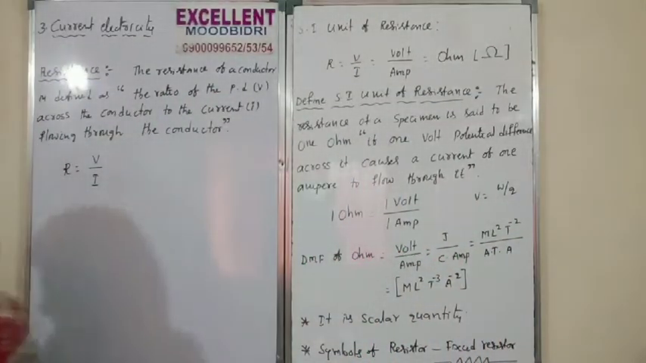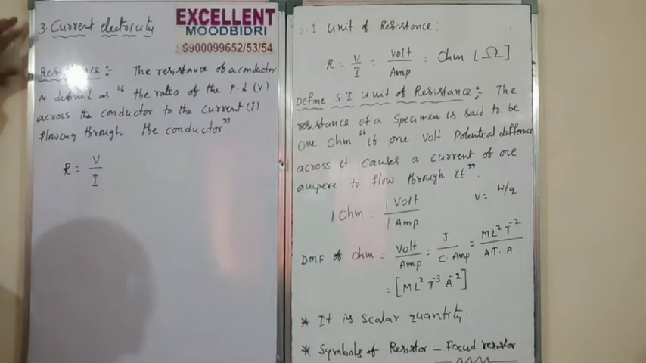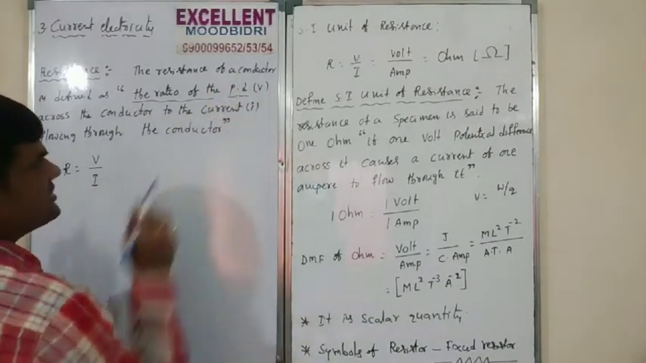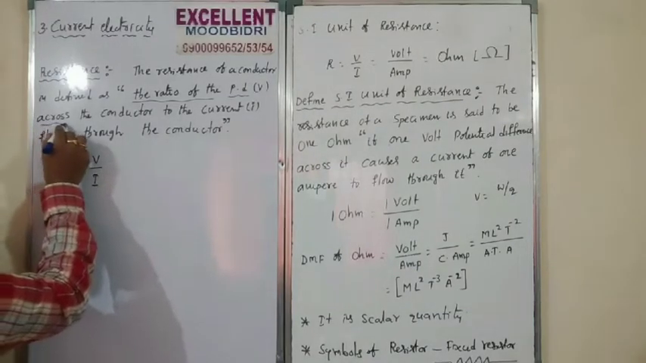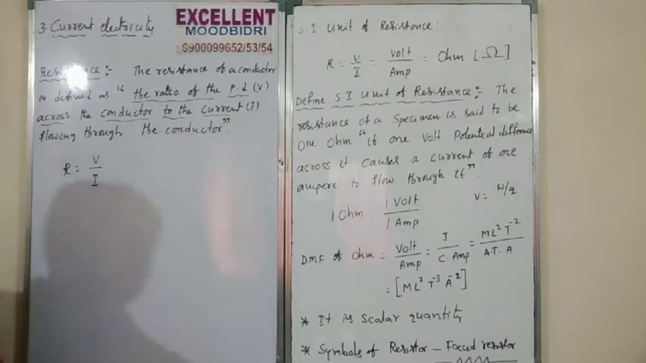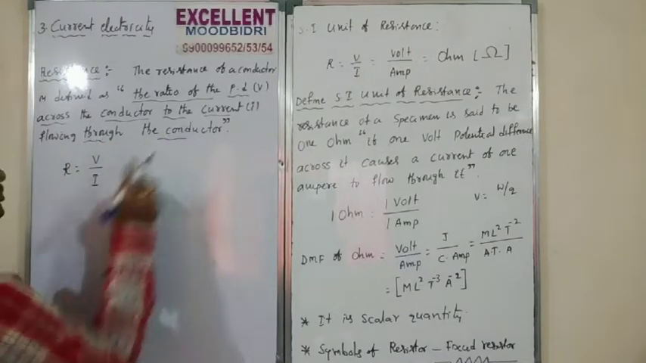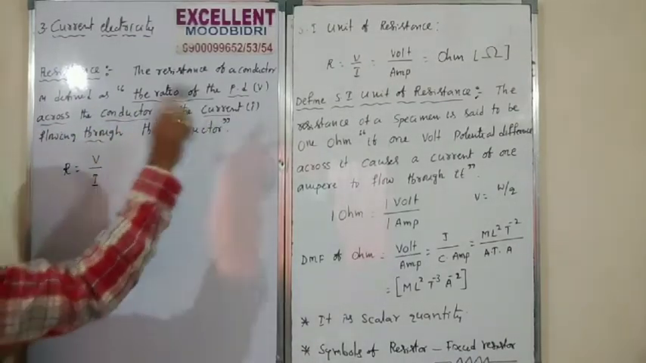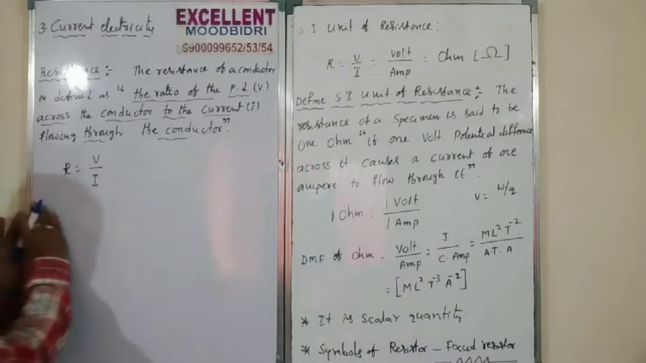See, one more definition of resistance. The resistance of a conductor is defined as the ratio of the potential difference across the conductor to the current flowing through the conductor. The shortcut definition is the ratio of V by I. The ratio of potential difference across the conductor to the current flowing through the conductor is known as resistance.